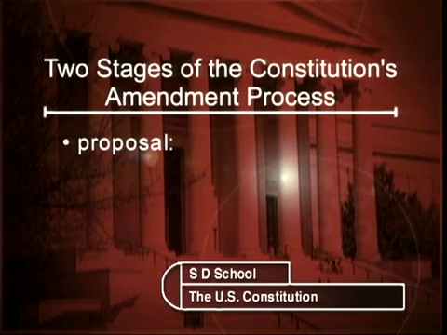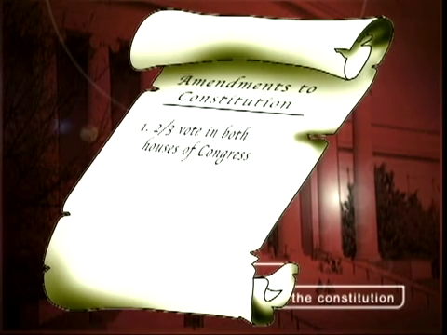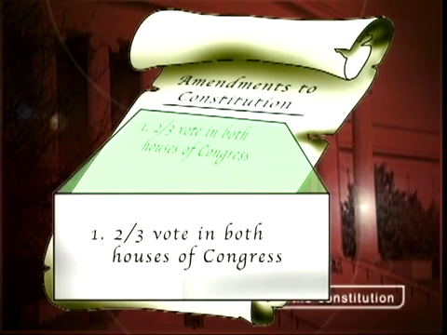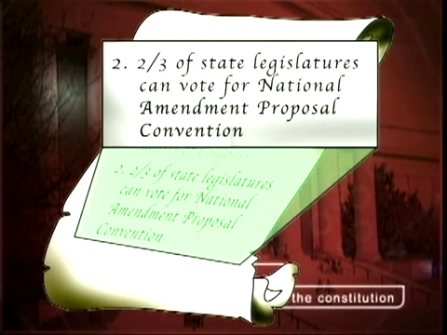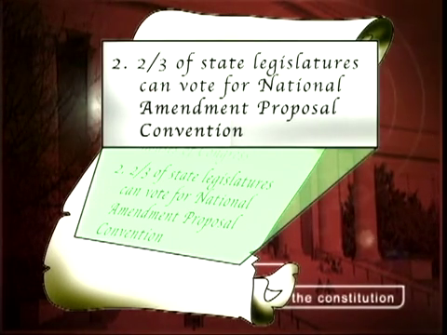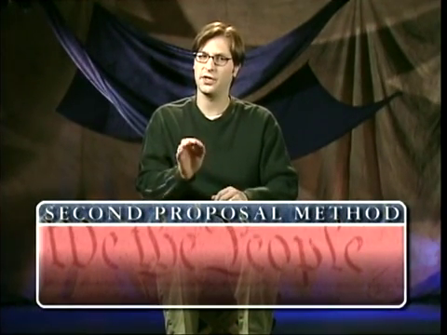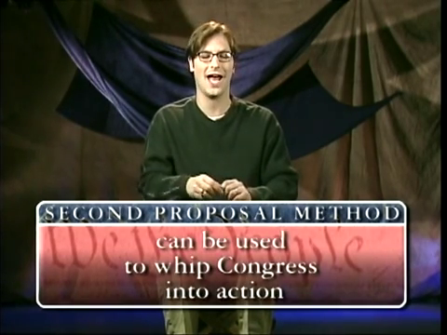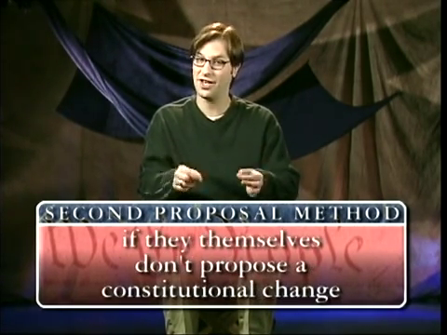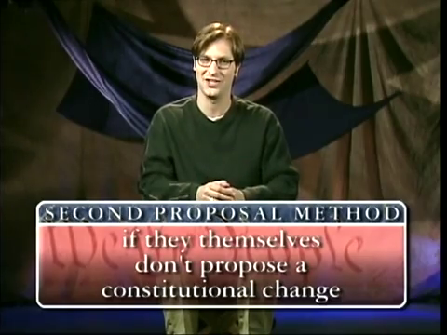Let's start with the proposal process. Amendments to the Constitution can be proposed two ways. First, there can be a 2/3 vote in both houses of Congress. Or second, 2/3 of the state legislatures can vote to have Congress call for a National Amendment Proposal Convention. That second proposal method has never been used, but it's nice to have around because it can be pulled out to whip Congress into action should they not take it upon themselves to propose a constitutional change.